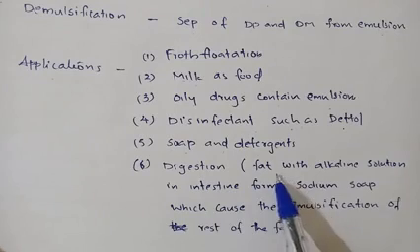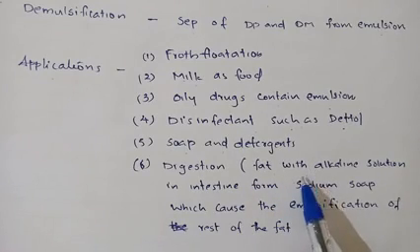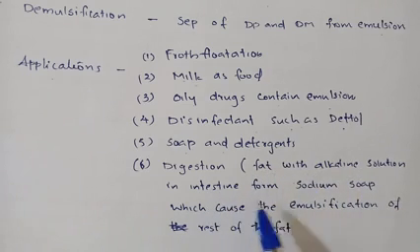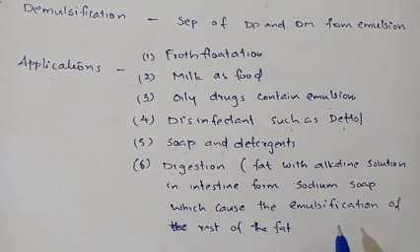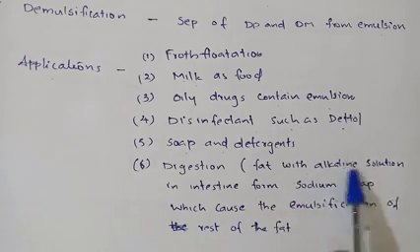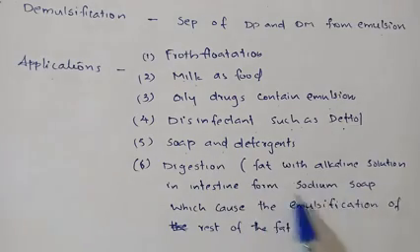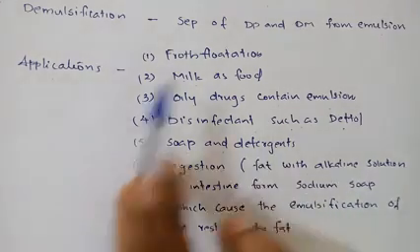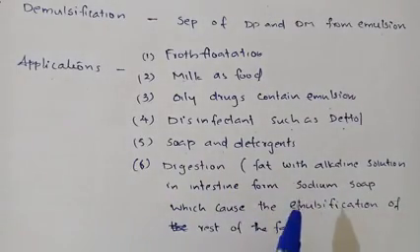During the digestion, inside our body, fat reacts with alkaline solution. They form a soap solution which causes the emulsification of the rest of the fat. That means we are discussing the digestion of fat. Clear? So with the alkaline solution, fat forms a sodium soap which causes the emulsification of the rest of the fat. So these are the important uses and important applications of the emulsions.